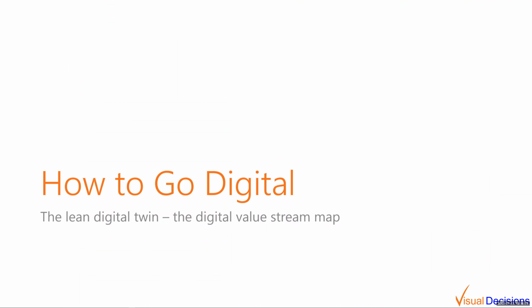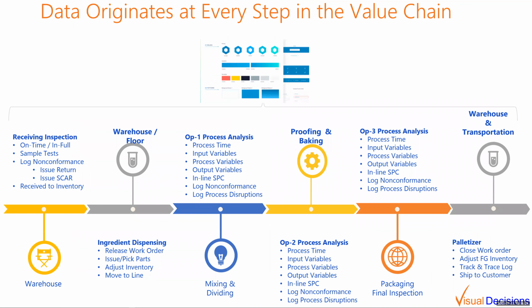So with all of that said, we've established that there are many advantages to a digital mapping process. So how do we actually go digital? And the first thing to realize is that vast quantities of data originate at every step of the value chain. This is an image that we looked at with a bakery company. We looked at everything within the four walls of the plant, starting at receiving and going all the way out to shipping. And at every step along the process, they were already collecting information.